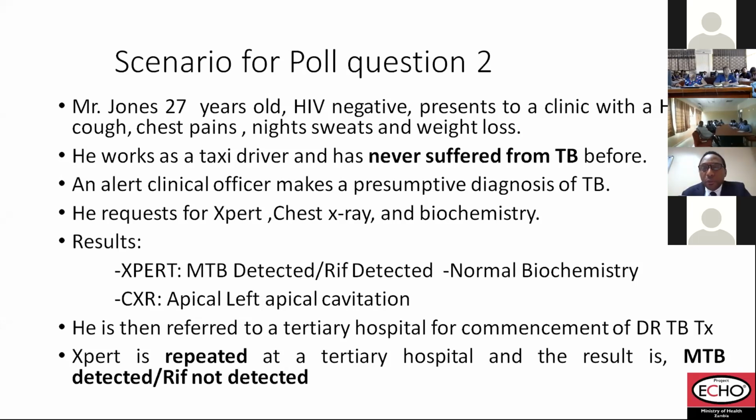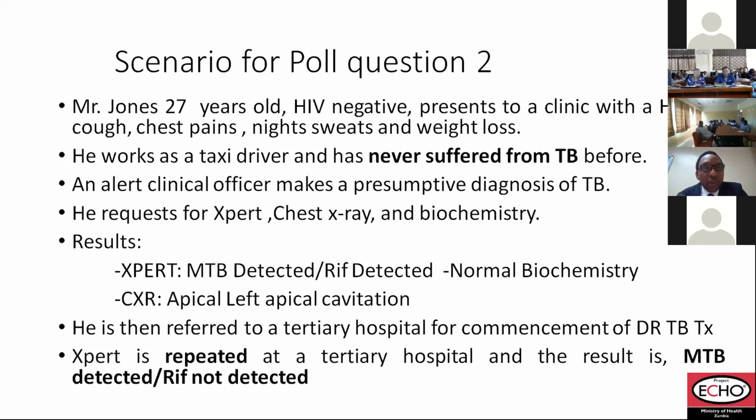What do you think is going on? Has this ever happened before? What do you think is happening to this patient? How will you manage this patient? So the question that we have is, how will you manage this patient? So the first answer is start first-line drugs. That means treat as susceptible TB.